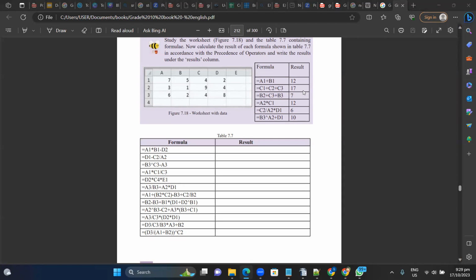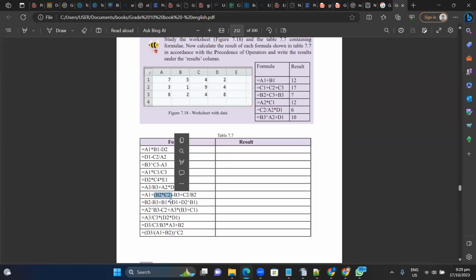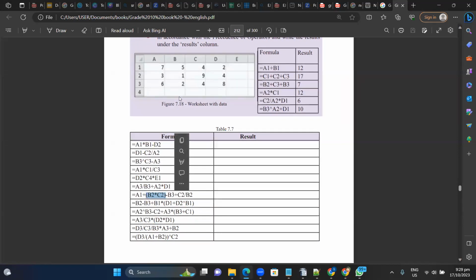23. Check, check. So what will happen first? This multiplication, because of the bracket, and this division will happen, right? Multiplication, then the division. Multiplication value B2, C2 is 9. Then C2 divided by B2, 9 divided by 1 is also 9. Here 9, here 9. Here 7, 7 plus 9, 16. 16 minus B3 is 2, that is 14. 14 plus 9 is 23.